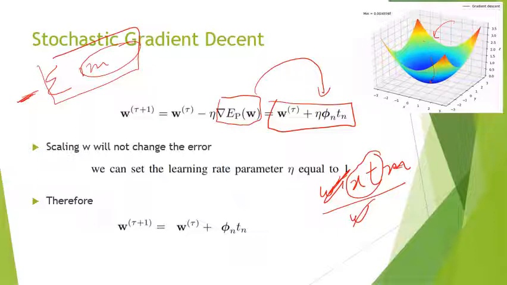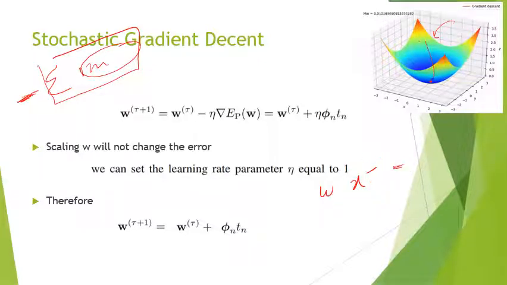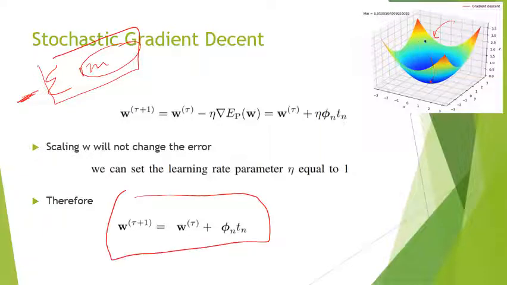So how to scale this value? I just divide this whole equation by eta, right? When I divide this whole equation by eta, what will happen? These both terms will be divided by eta, eta cancels eta, and I have just scaled my w by a factor of 1 by eta, and this is my new w. But the new w will not change anything, my error will be the same. So now the advantage of this is that I can get rid of my eta in this update rule of stochastic gradient descent.